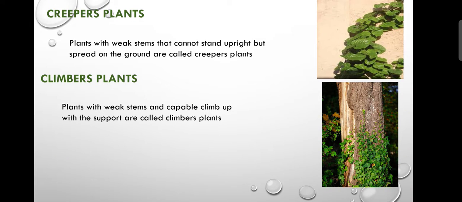Next is creeper plants. Plants with weak stems that cannot stand upright but spread on the ground are called creeper plants. Like watermelon.